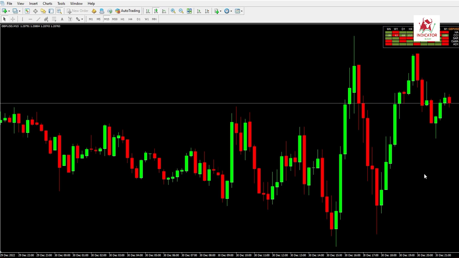and W1 time frames. Buy and sell trade idea. A blue up arrow is a buy signal. A red down arrow is a sell signal.